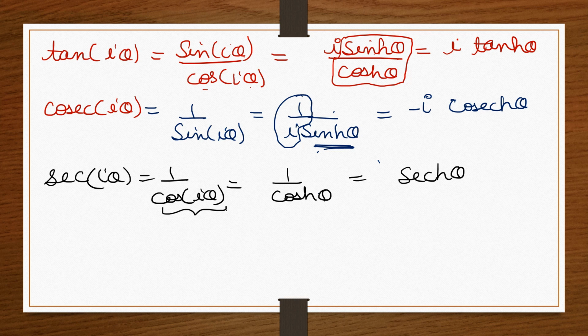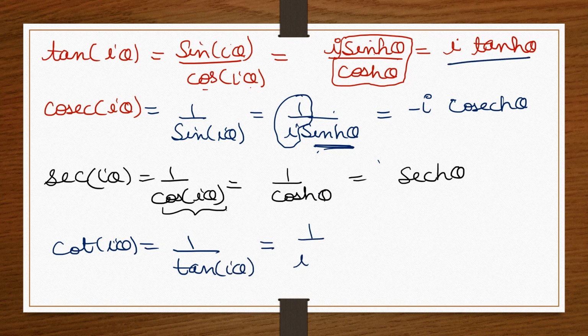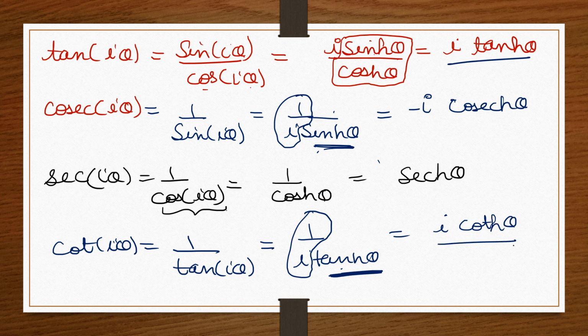And the last one is cot iota theta, right? Cot iota theta will be 1 by tan iota theta. So tan iota theta is iota tan hyperbolic theta, right? 1 by iota, as I told you, is minus iota, and 1 by tan hyperbolic theta will be cot hyperbolic theta. So these are the relationships between circular and hyperbolic functions, which are very important for further studies.